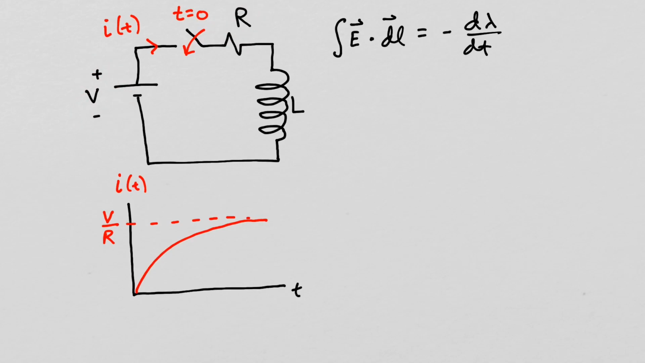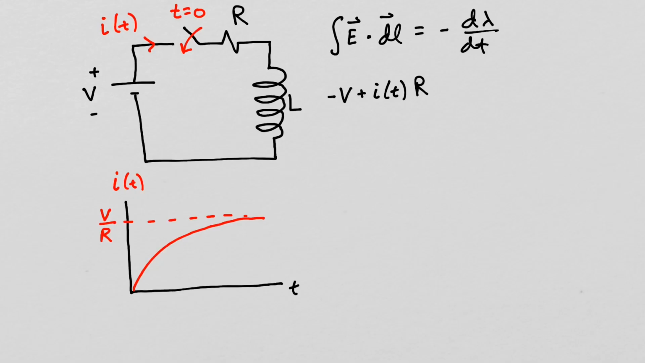Let's apply Faraday's law. So we'll first integrate E dot dl around our circuit. We go through the power supply, we get minus V. We go through the resistor, we get the current flowing through the resistor times the value of the resistance. Let's assume the inductor is made of a wire of very high conductivity.